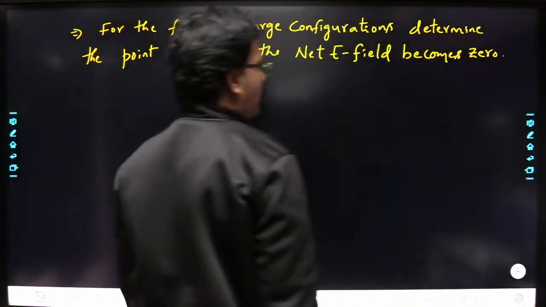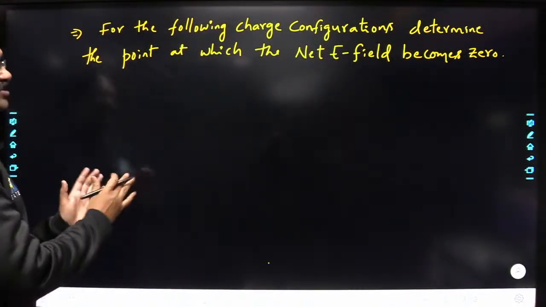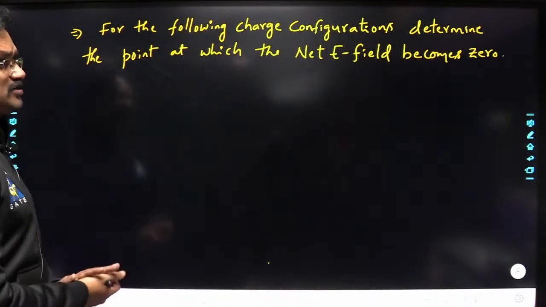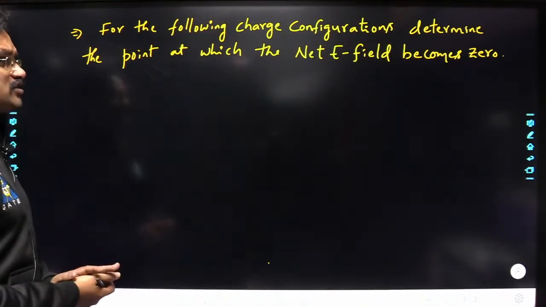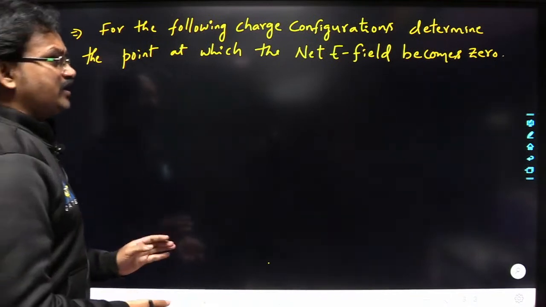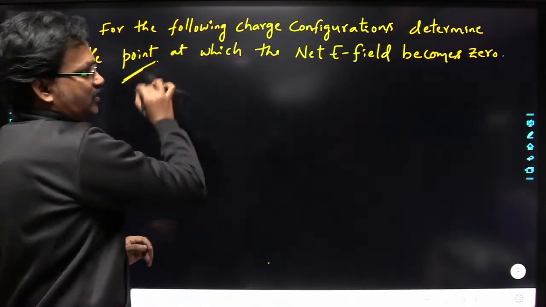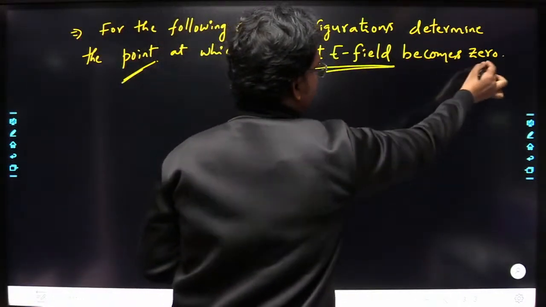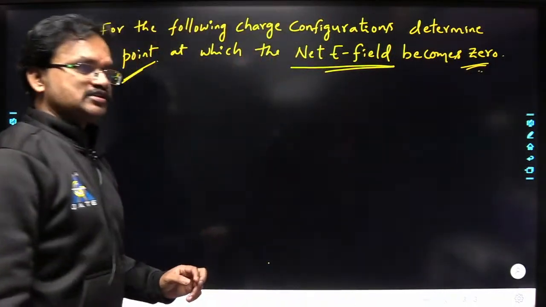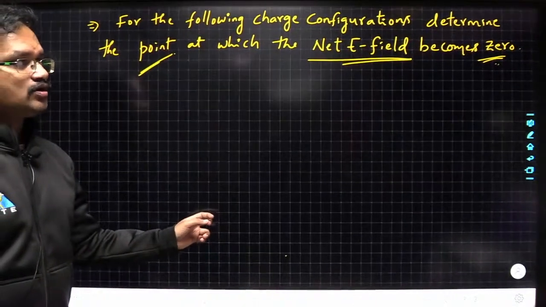Okay, so here I am going to give you some charge configurations. From that charge configuration, you have to determine what? You have to determine the location or point where the net electric field is becoming equal to what? Is becoming equal to 0.